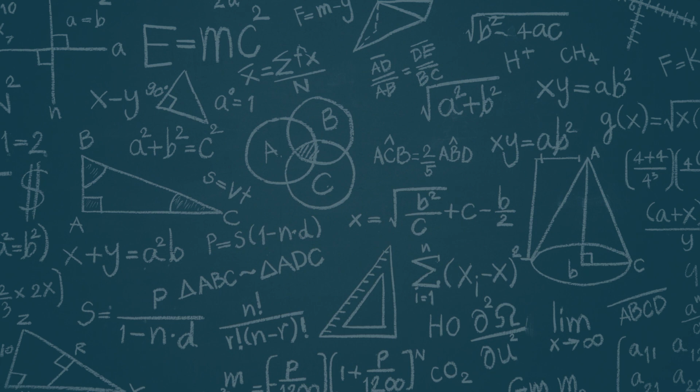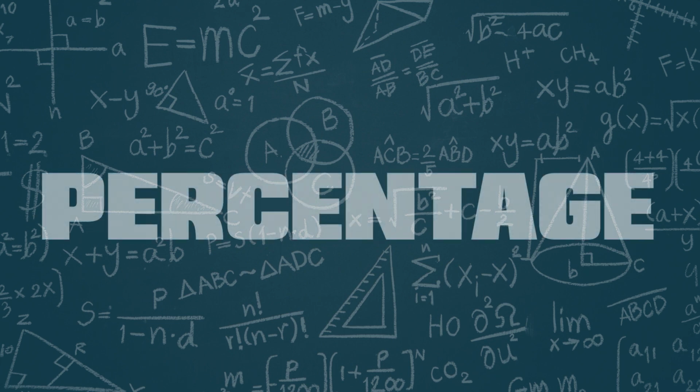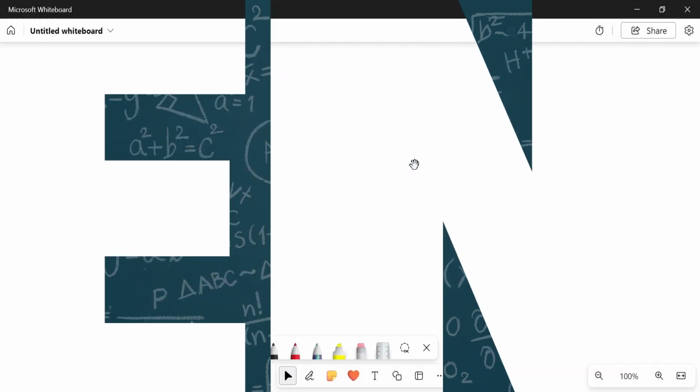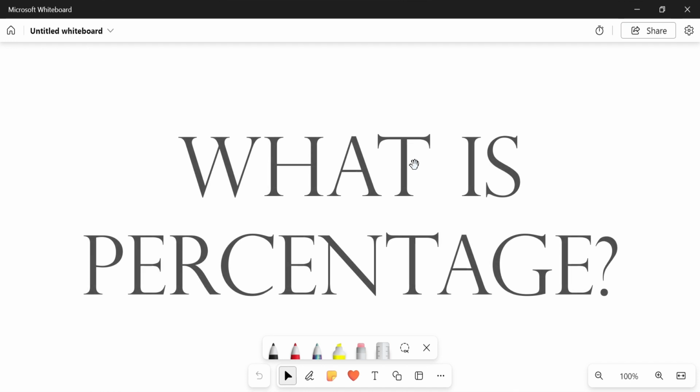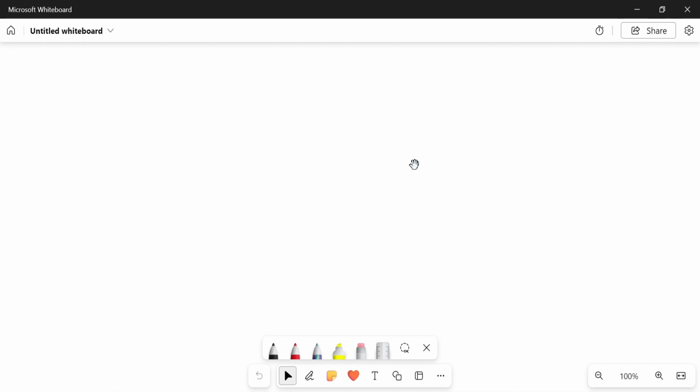Today we are going to see about percentage. First of all, we see what is percentage. The word percentage means telling something out of 100.